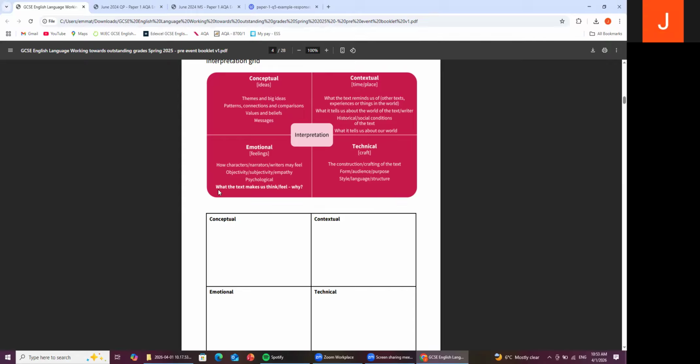I think the student has really effectively committed a psychological analysis, focusing on themes and big ideas and what the text makes us think and feel and why as well. So they've really placed themselves inside the story there. So that is really, really interesting.